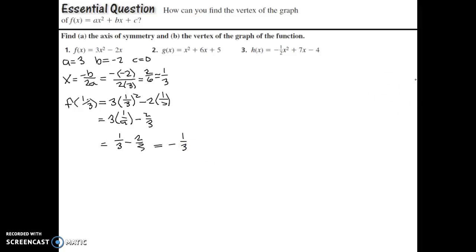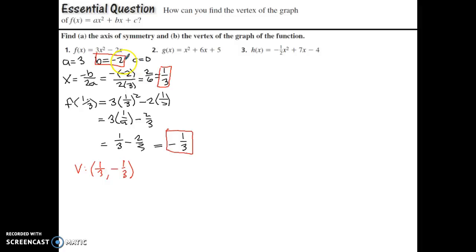So when I plug this in, I got an x value of positive 1/3 and a y value of negative 1/3. So my vertex has the coordinates 1/3 for x and negative 1/3 for y. One thing that you need to be careful of in this first question is that since your b value is negative, up here I had a b value of negative 2.